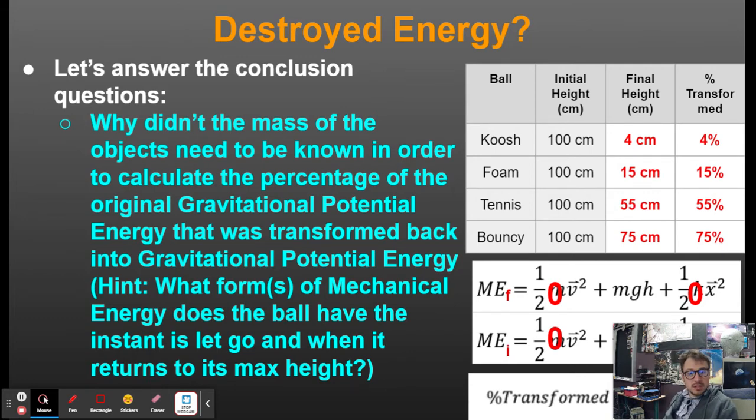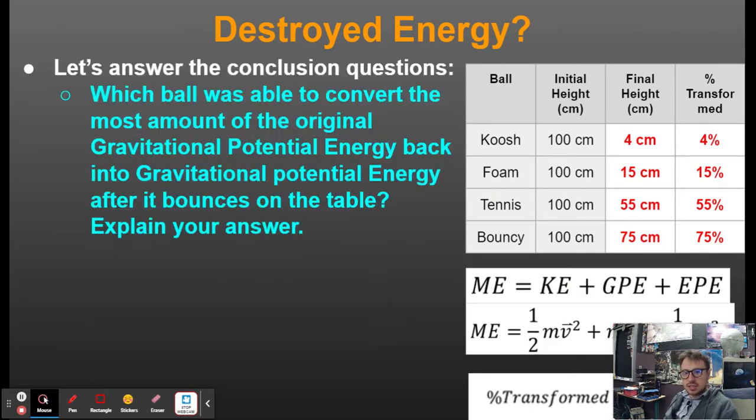Once it bounces and comes back up, the mass is going to remain the same. Gravity is going to be the same. The only thing that's changing is the height. So if you take that final height divided by that initial height, that'll get you the percent of that original mechanical energy that was transformed back into mechanical energy. And we know that that bouncy ball was able to convert most of that energy back into mechanical energy.